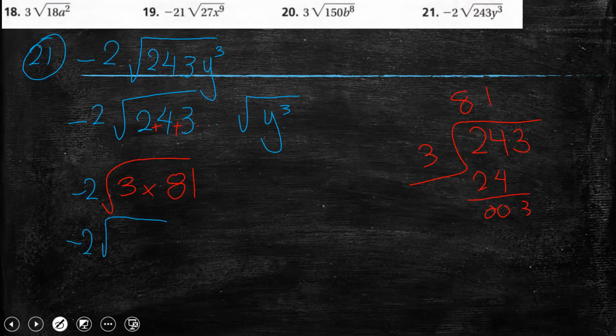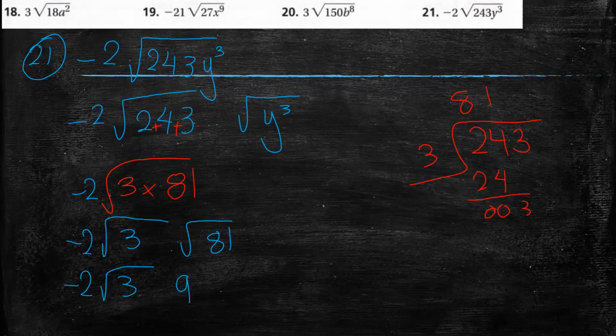Let's now distribute it as 3 and 81. Now, what is the square root of 3? There's no square root, leave it as it is. -2. And what is the square root of 81? 9. It is 9. So I have now -2 and 9 and the square root of 3.